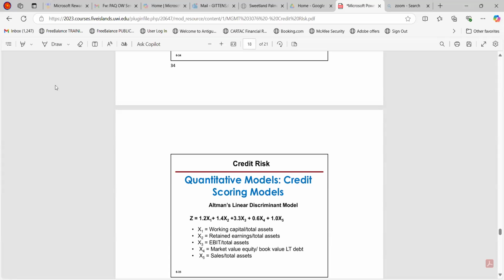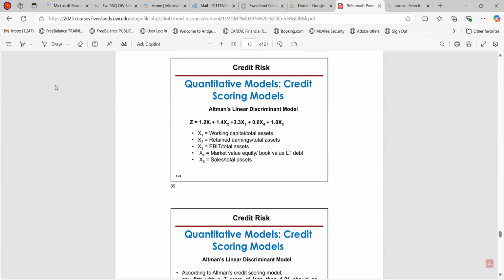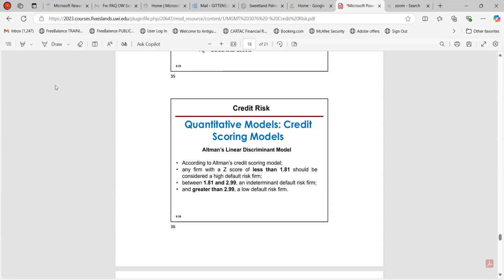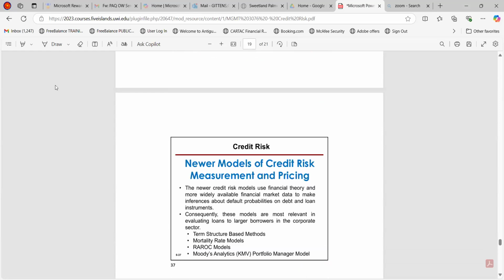And so Altman's linear discriminant model uses these factors to determine default. Any firm that has a z-score of less than 1.81 should be considered a high default risk firm. Between 1.81 and 2.99, an indeterminate default risk firm, and greater than 2.99, a low default risk firm. So the higher the z-score, the lower the risk. We'll have a look at those models, but I just want to bring those to your attention.